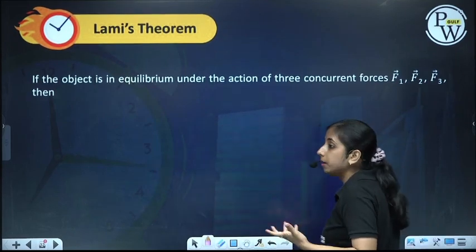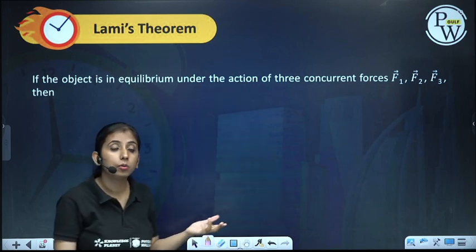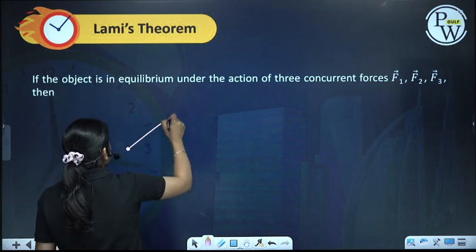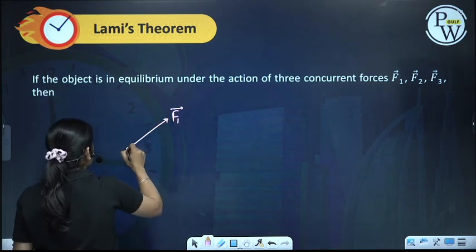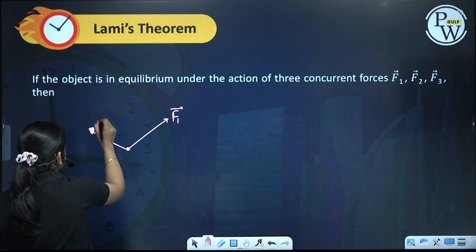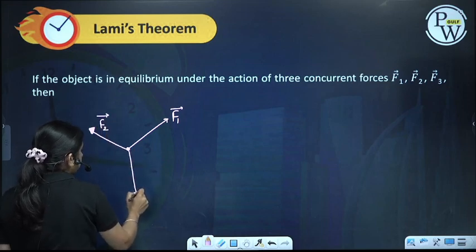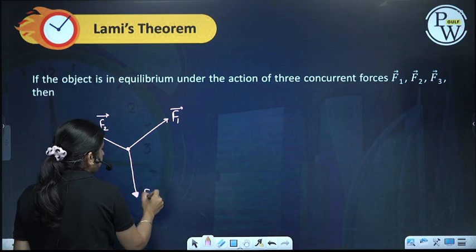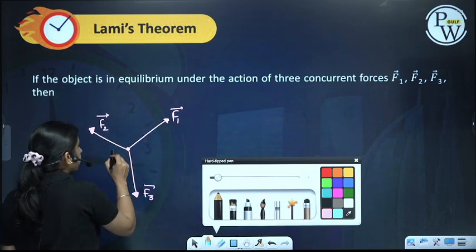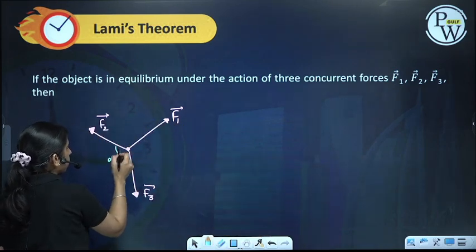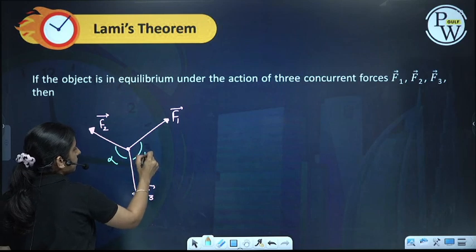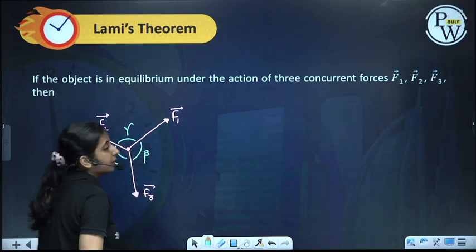Now there is a theorem with which we can deal with objects at equilibrium. If we have a particle in equilibrium under the action of 3 concurrent forces, what are concurrent forces? Having the same originating point or terminating point. So if we have 3 concurrent forces F1, F2 and F3 acting on a particle, and the angle between F2 and F3 is alpha, between F1 and F3 is beta, and between F2 and F1 is gamma.